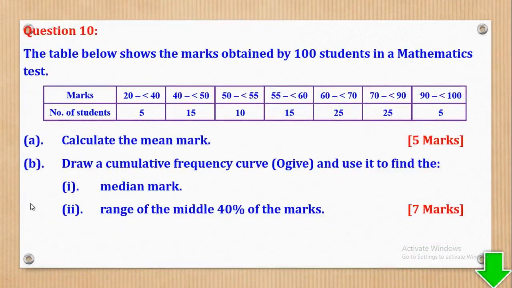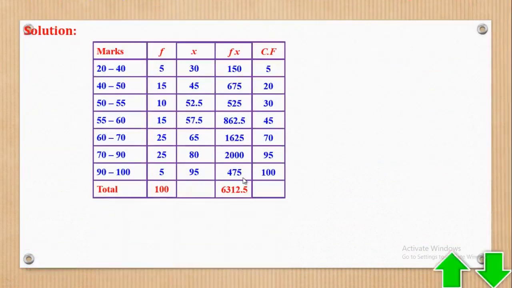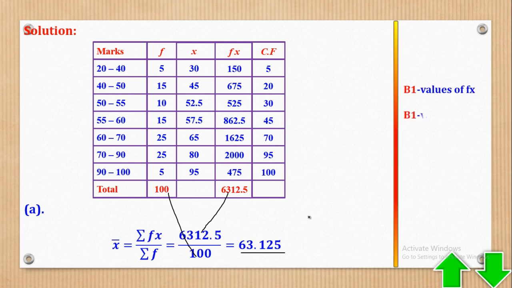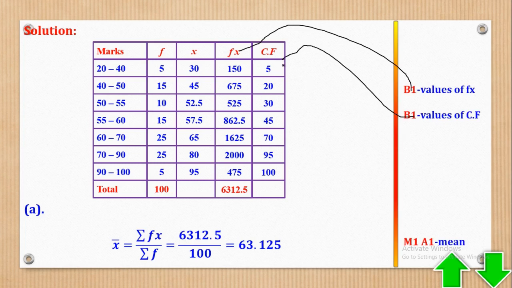So the first question was calculating the mean mark. The formula for mean is also there in the mathematical logbook. So mean is equal to summation of fx over summation of f. Summation of fx is that, summation of f is that, so in the end we will come up with 63.125. So before I go to the next slide, let's see marks for this slide. B1 for these values and B1 for these values, M1 for this substitution, A1 for this output.